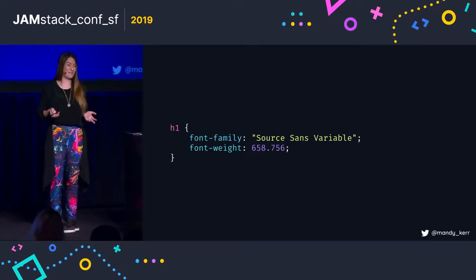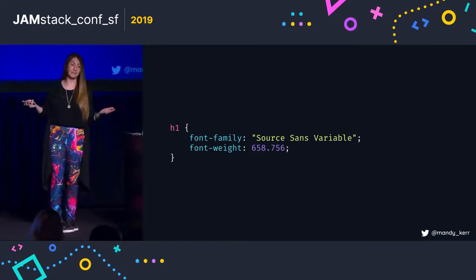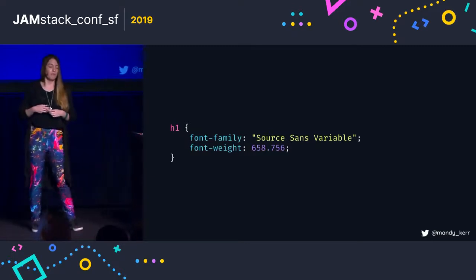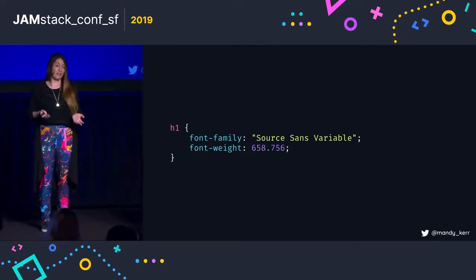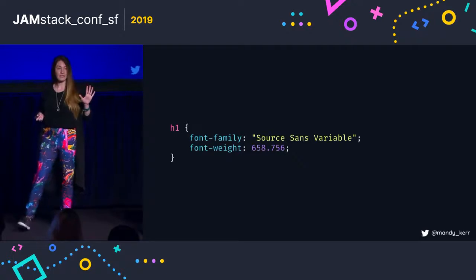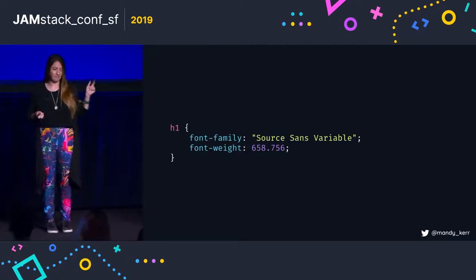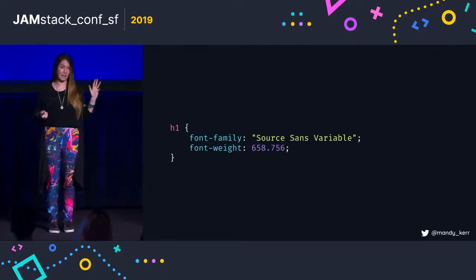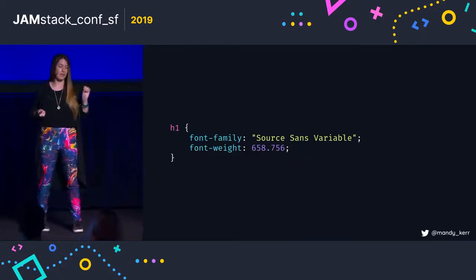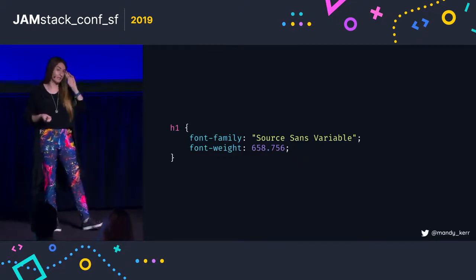Now, this is really, really good for weight, because we have a CSS property for that. That's known as a registered axis. So there are 5 registered axes at the moment: weight, width, slant, italic, and optical size. And these are all mapped to pre-existing CSS properties.